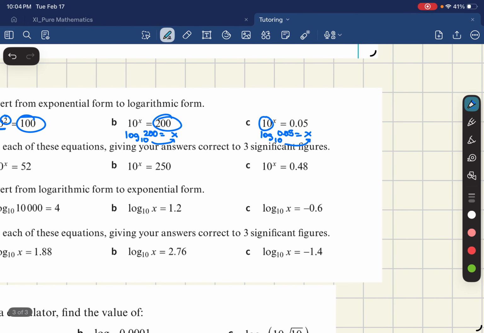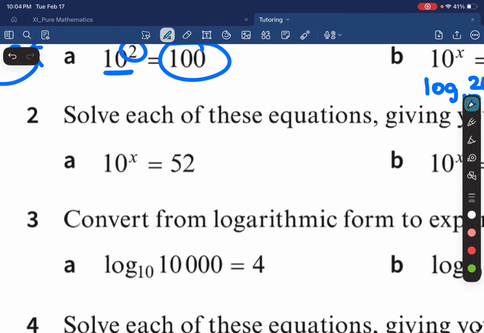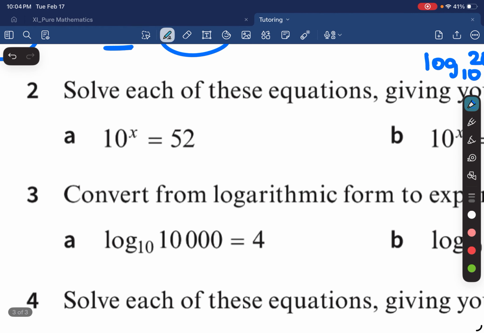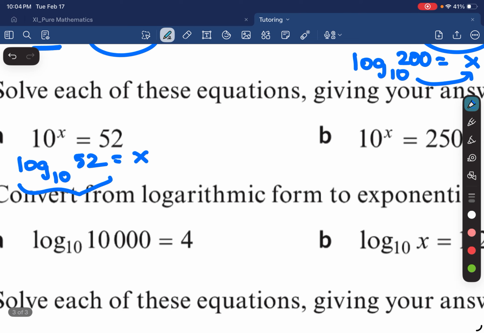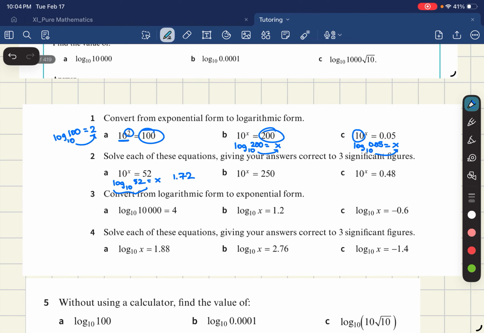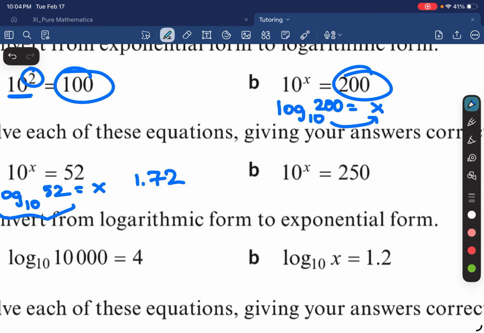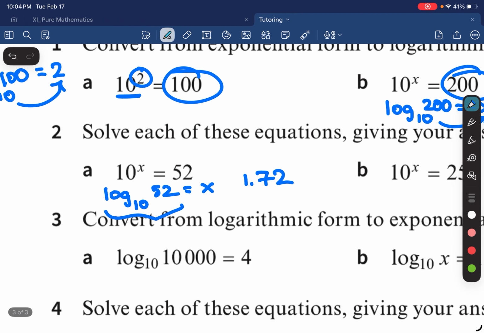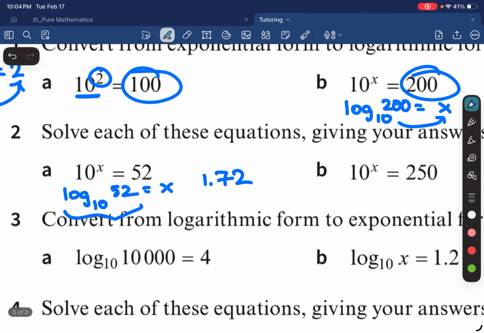Now solve each of these equations to 3 significant figures. So you just want to convert this into logarithmic form. So you're saying that log 10 of 52 is equal to x, and you want to put this in your calculator. So let me just do the first one for you. So log 52 is equal to 1.72 to 3 significant figures, I think. Please, if I made a mistake at any point, feel free to correct me.